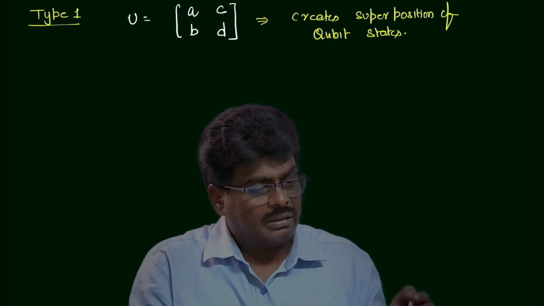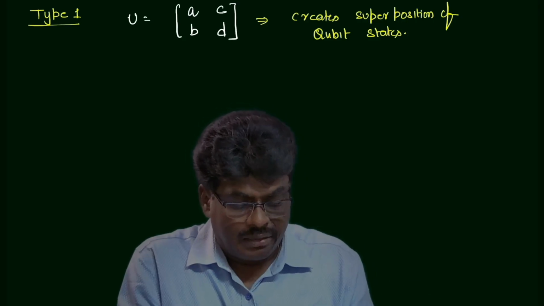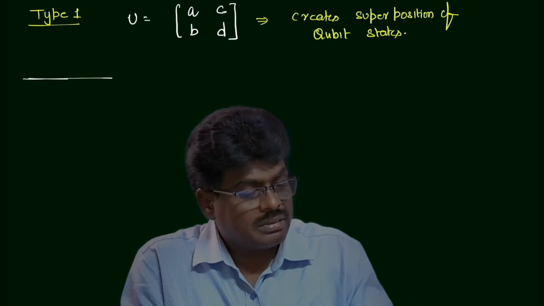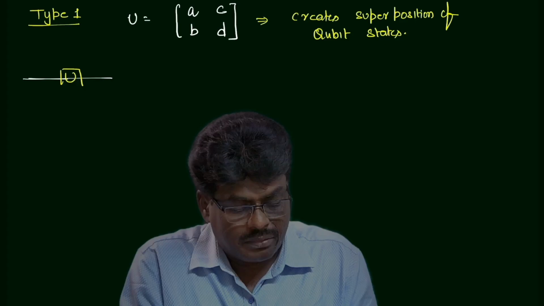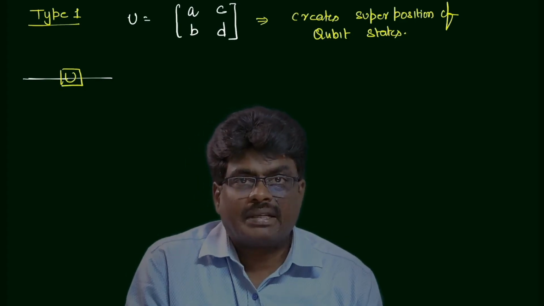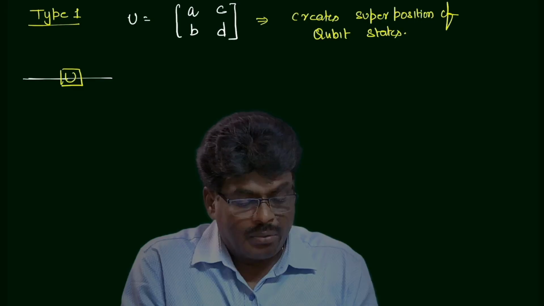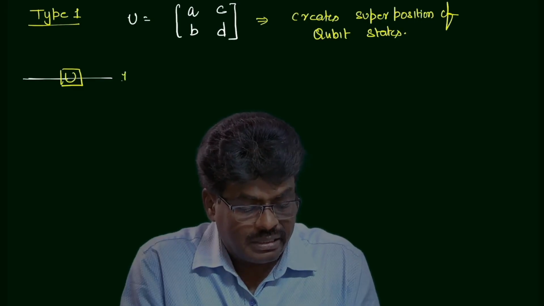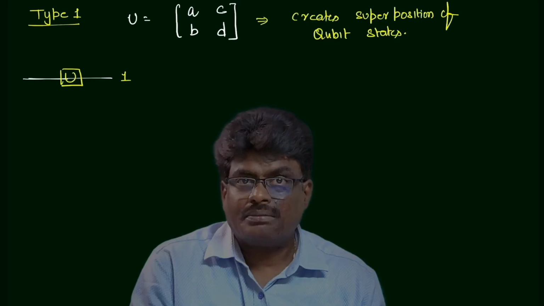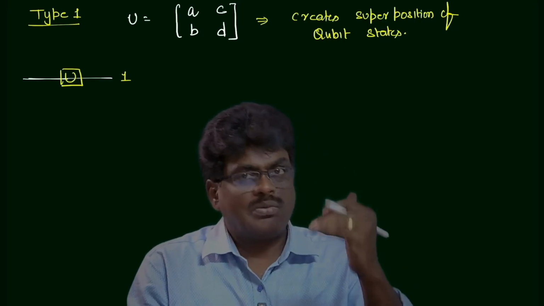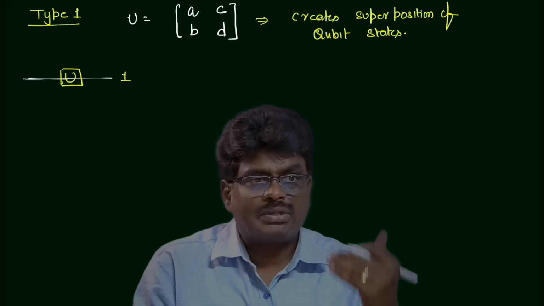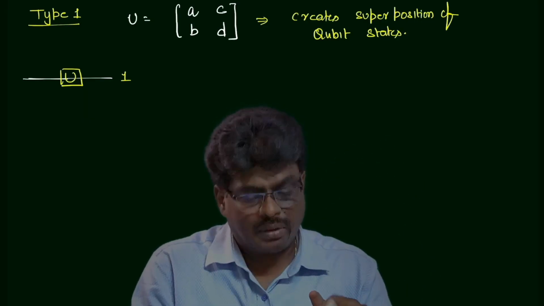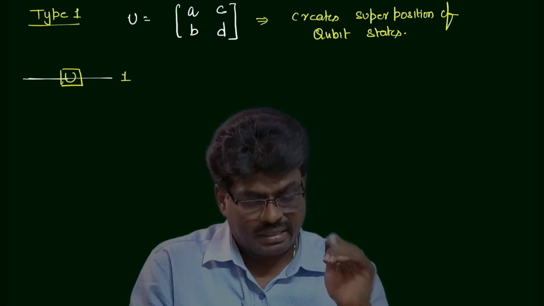Now, for example, I have a single qubit gate. Let us suppose this is the single qubit gate, which is represented by this unitary operator. Whenever you have only a single qubit, you have to take the state notation as 1. If you have 2 qubits, take it as 1 2, and if you have 3 qubits, 1 2 4, like that. So just wait, you will understand what that is.